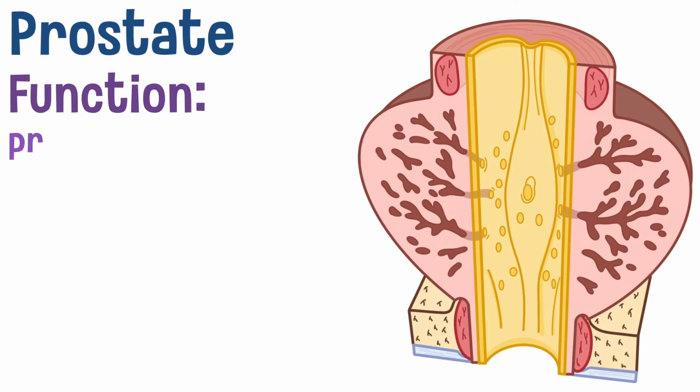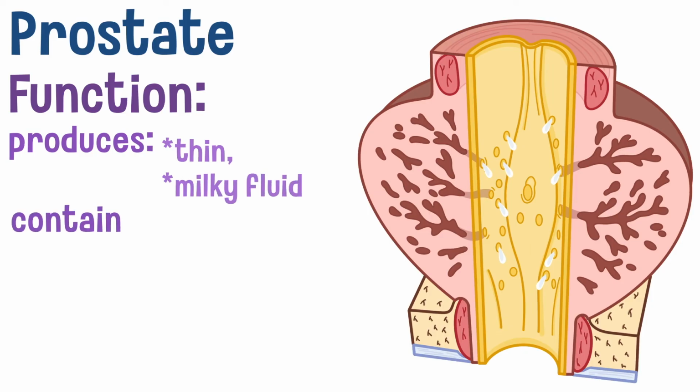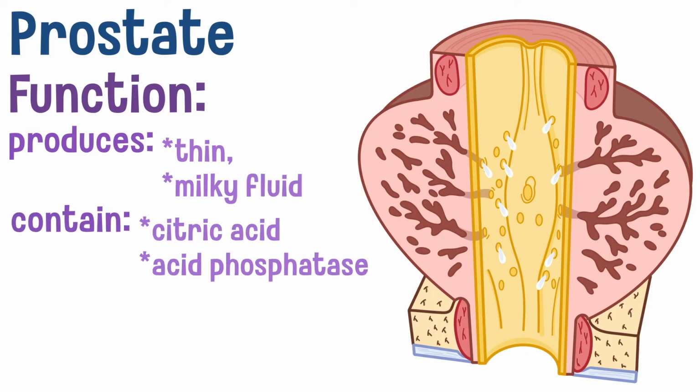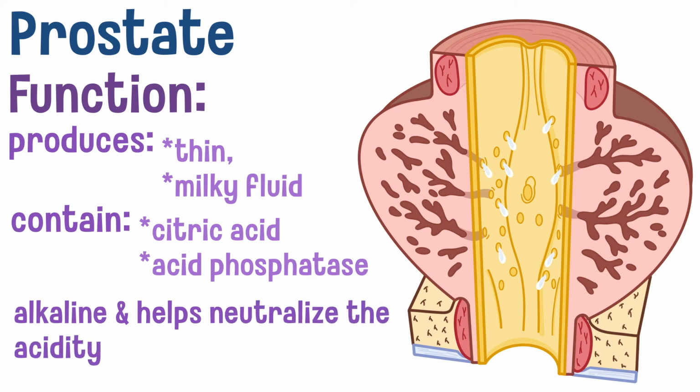The prostate produces a thin, milky fluid containing citric acid and acid phosphatase that is added to the seminal fluid at the time of ejaculation. The smooth muscle, which surrounds the glands, squeezes the secretion into the prostatic urethra. The prostatic secretion is alkaline and helps neutralize the acidity in the vagina.